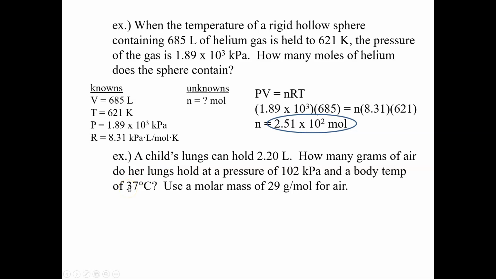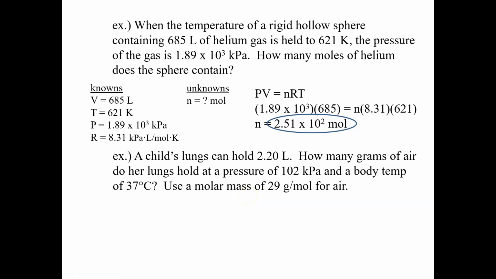Now, the weird thing about this problem is they're asking us for grams. Now, grams is mass. Wait a minute. There's no mass in PV equals nRT. Oh, but there is N, which is the amount there is. It's the number of moles. And so we have a way of converting grams to moles by using something called a molar mass.